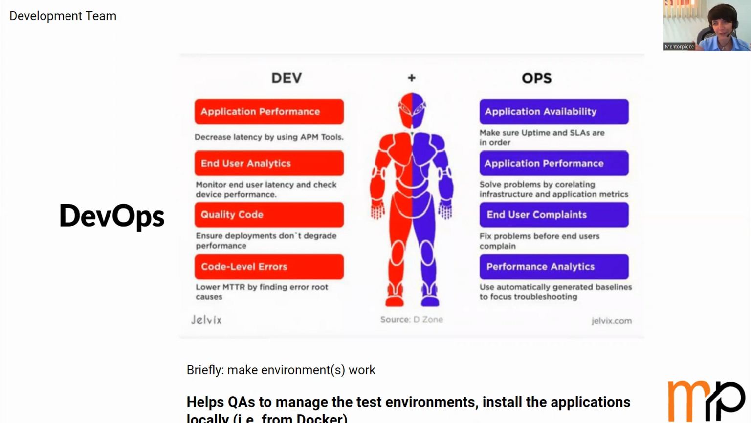And these guys are rare. Not all the projects can have this DevOps. They are expensive and they are rare. So if your project has DevOps, you are very lucky, because you will not be doing all those things yourself.